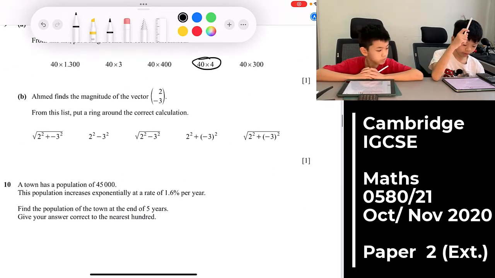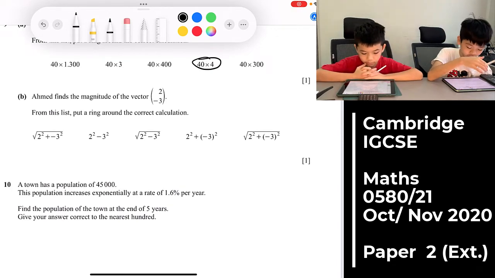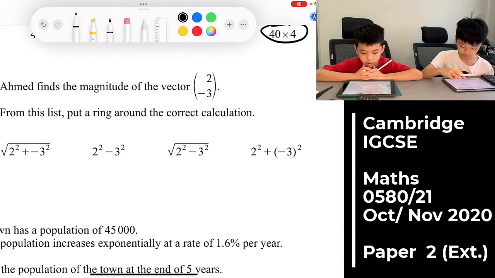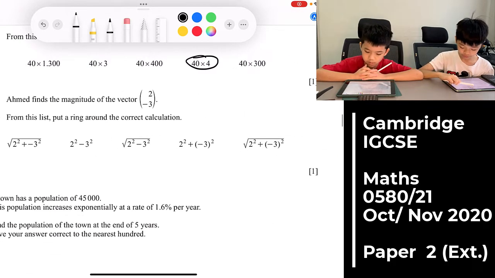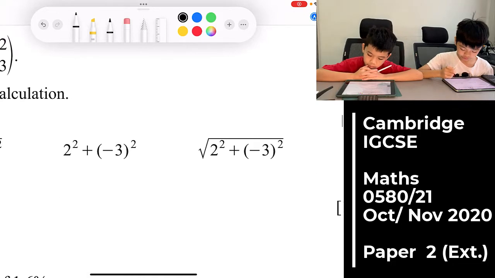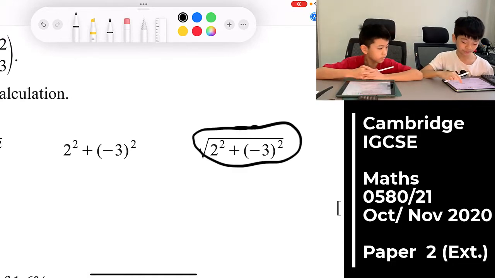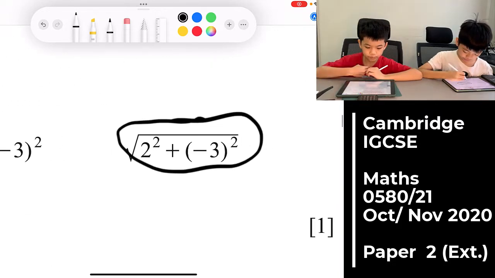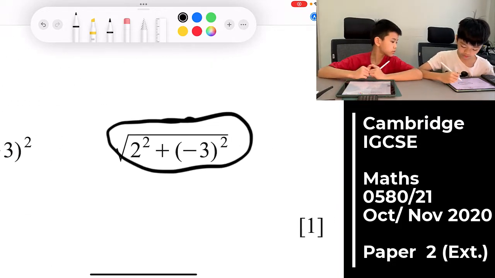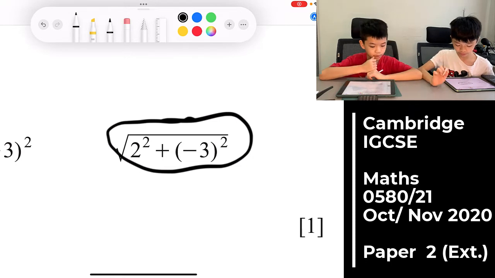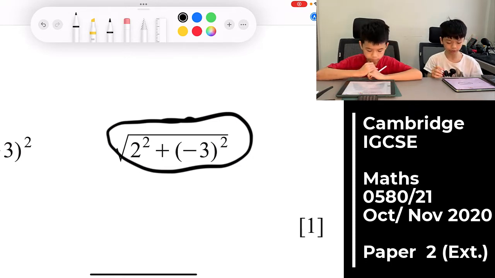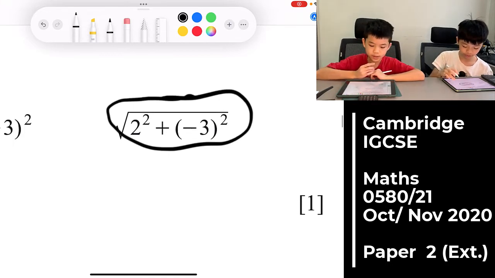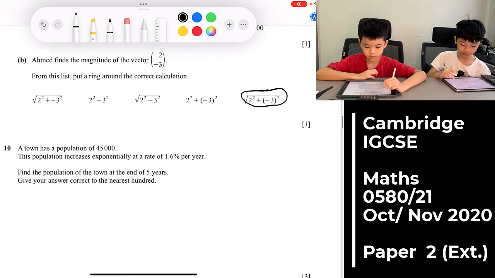Okay, B. Magnitude of vector (2, -3). Put a ring around the correct calculation. So it should be this answer because they aren't supposed to be negative. So 2 squared plus bracket -3 close bracket squared, which is equivalent to 3 squared. So 2 squared plus 3 squared. So that's the correct one.